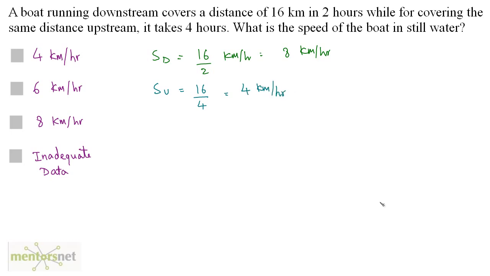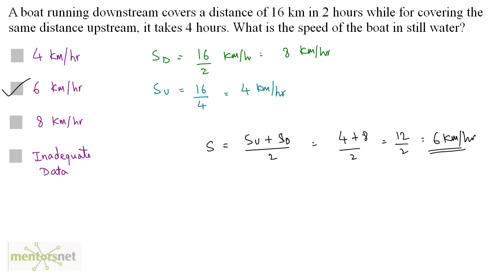per hour. Now this is very simple. What is the speed of the boat in still water? So the speed of the boat in still water is equal to the upstream speed plus the downstream speed divided by 2, and that's 4 plus 8 by 2. It is equal to 12 by 2, and that's 6 kilometers per hour. So option B is the correct answer.